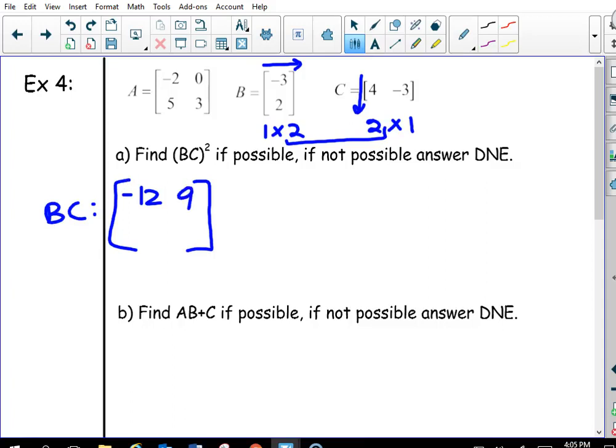Moving down to the second row in B, which is 2, and the first column in C, which is 4. 2 times 4 is 8. And lastly, 2 times negative 3 is negative 6. So there's my B times C, and I'm going to multiply it by itself.